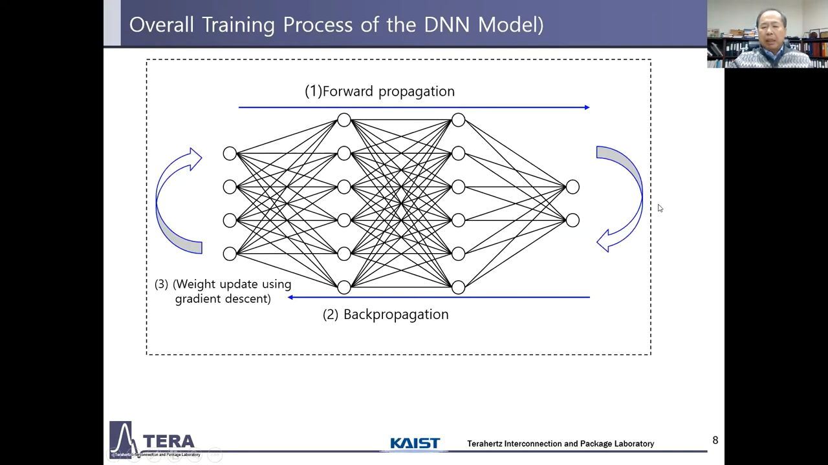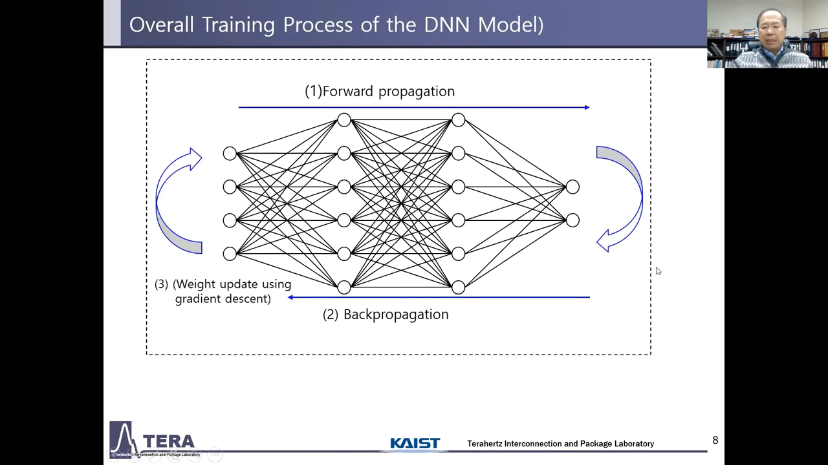Let's assume that there is an error between our known labeling and this output. Then we have to correct the weights of all of these connections. It has to gradually, in sequence, step by step, update these weight numbers. That is called backward propagation. They repeat this forward propagation and backward propagation millions and millions of times until it has very good accuracy at the output level. That is called the training process of a deep neural network.